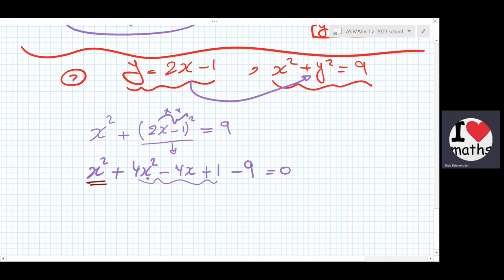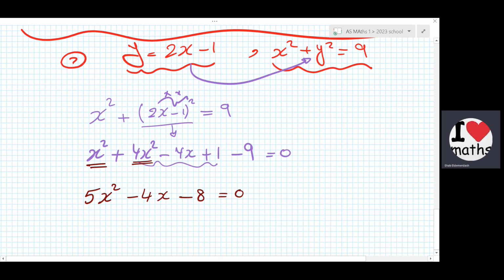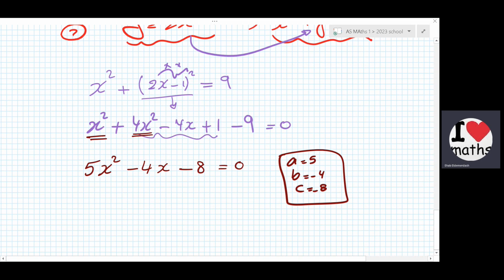Here x squared with the 4x squared together gives us 5x squared minus 4x minus 8 is equal to 0. In this question there are no two numbers whose product is 40 and whose difference is 4, so I have to go by using the formula. Remember the formula? A equals 5, B is equal to negative 4, C is equal to negative 8, and once you have these values of A and B and C you have to make the expression.